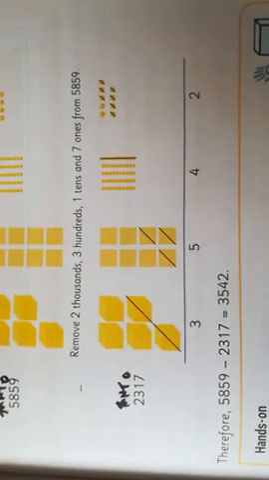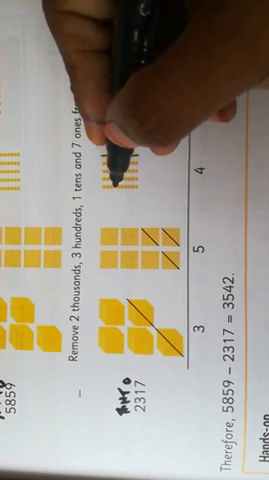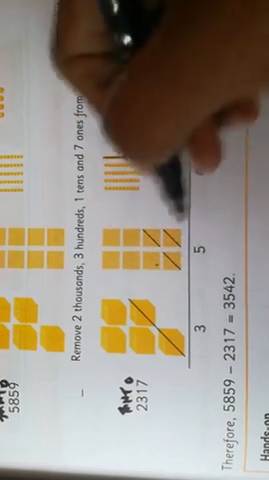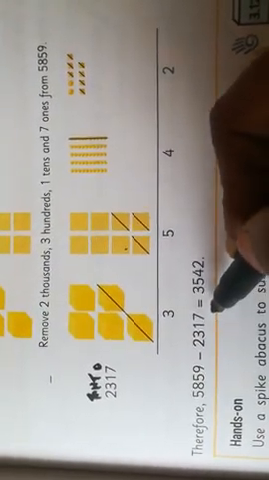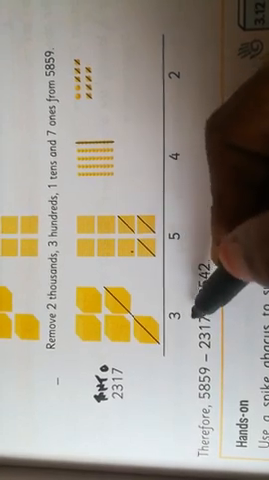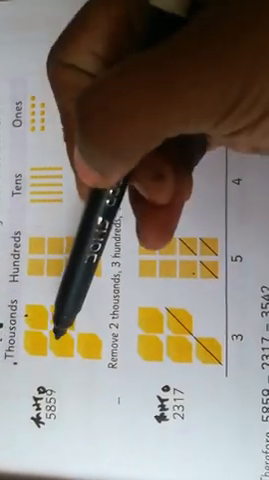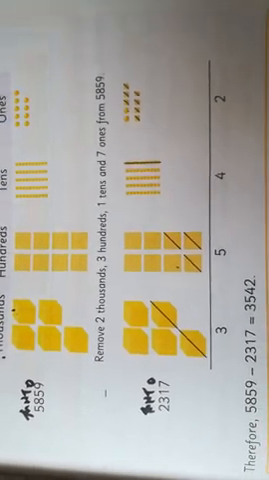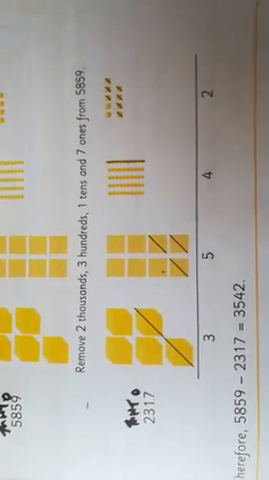Then we count and write how many beads are remaining. In the ones place 1, 2, so 2. In the tens place 1, 2, 3, 4, so 4. In the hundreds place 1, 2, 3, 4, 5, so 5. In the thousands place 1, 2, 3. So therefore 5,859 minus 2,317, we are getting the result as 3,542. Like that you have to use the thousands, hundreds, tens and ones place values as beads, then subtract the given numbers, children. This is one method of subtraction without regrouping, children.